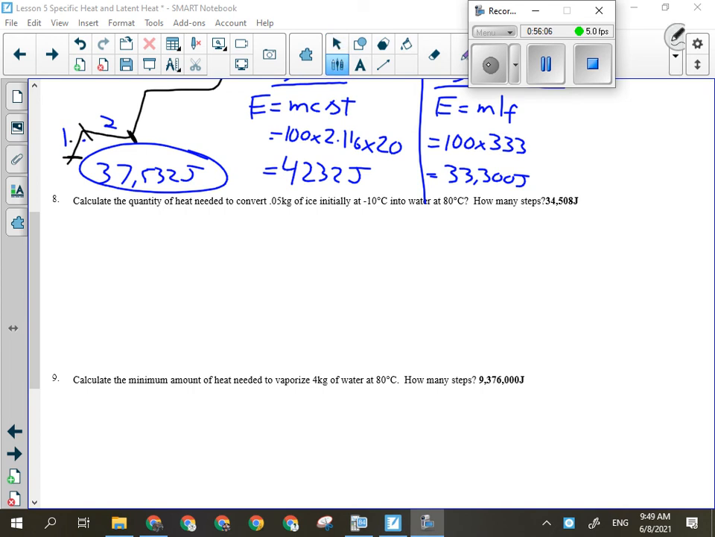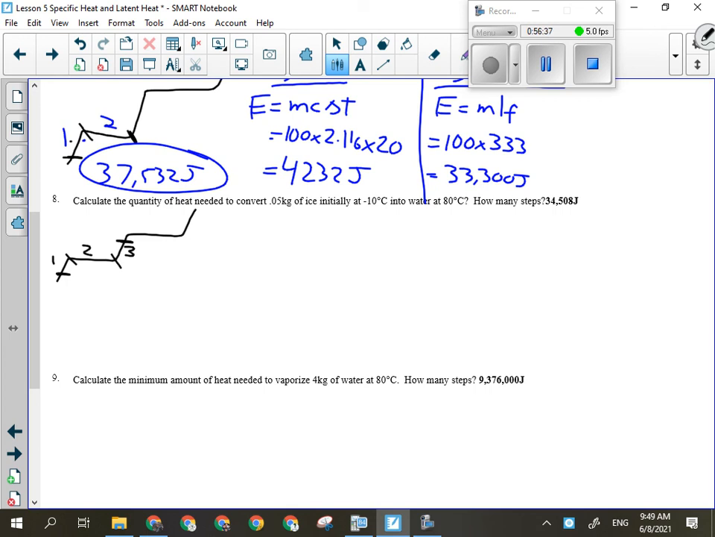Okay, so let's start this one out here by drawing the heating curve. We're starting at -10, so down here, and we're headed for 80 degrees Celsius, which would be right about there. How many steps is that? 3. All right, I have to heat the ice from -10 to 0. That would be step 1. I have to melt the ice. That would be step 2. Then I have to heat the water, step 3.